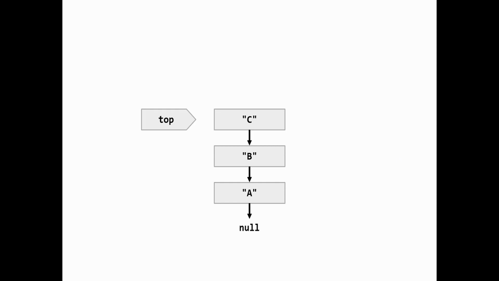So we can do the same thing again. I can push another element on top of the stack. So make a node, set the element to C, link that node to the old top node, and then adjust the top reference so that it points to the new node.